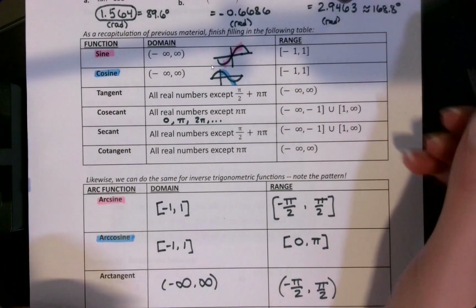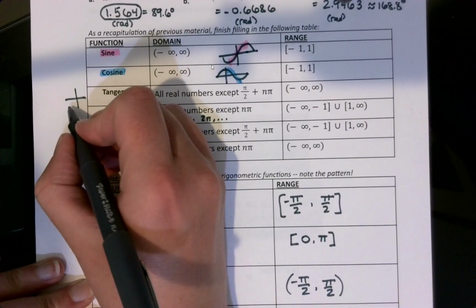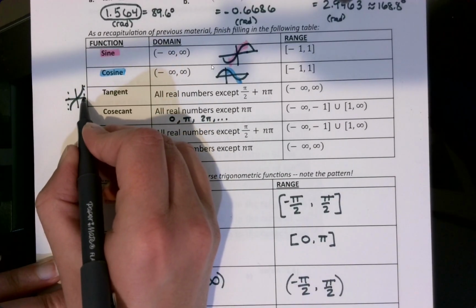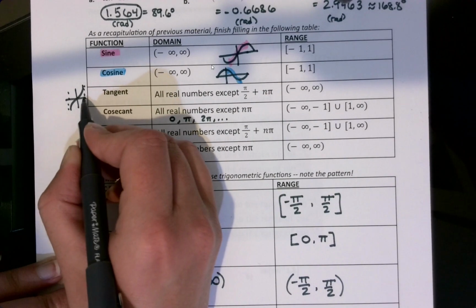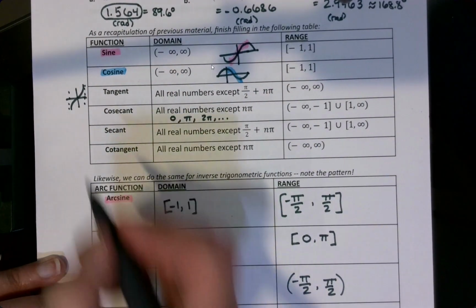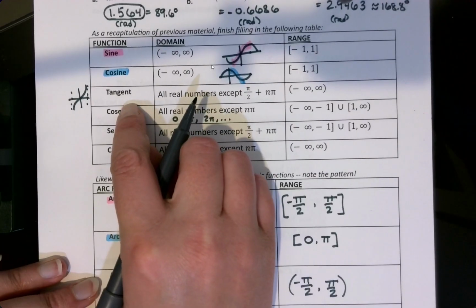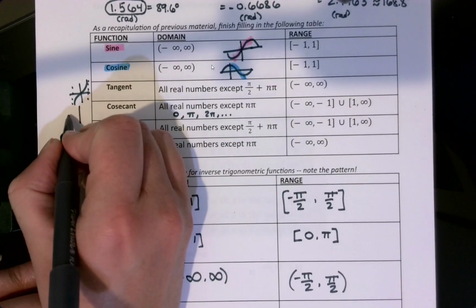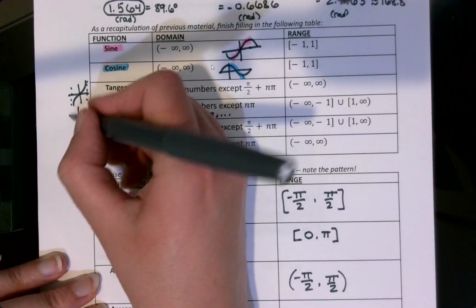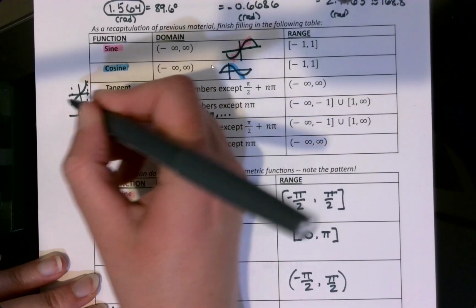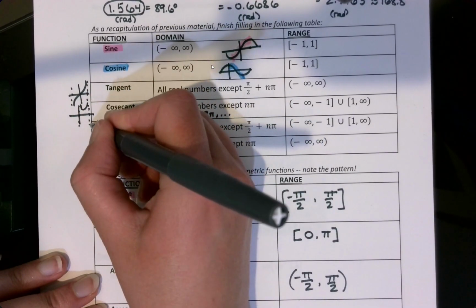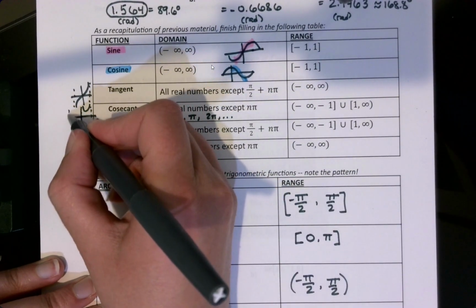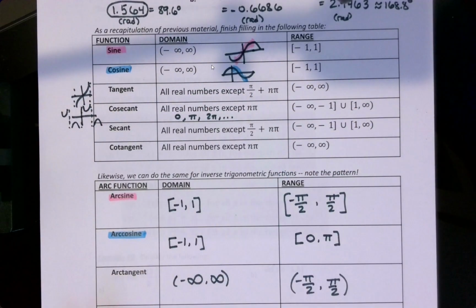So back when we drew tangent, we said that the tangent function looked like this, and we had those asymptotes at negative pi halves and pi halves. So we knew that that was going to be the range of the arctangent function. The cosecant function looks like we have asymptotes at 0 and pi, and if you remember, we have these U shapes elsewhere. Okay, so that's what our cosecant function looks like.